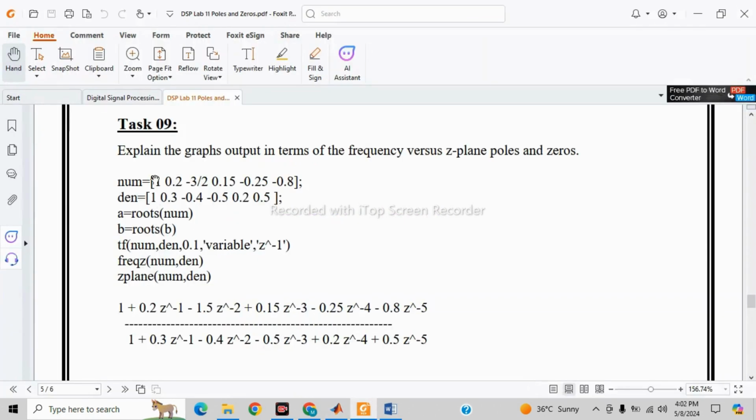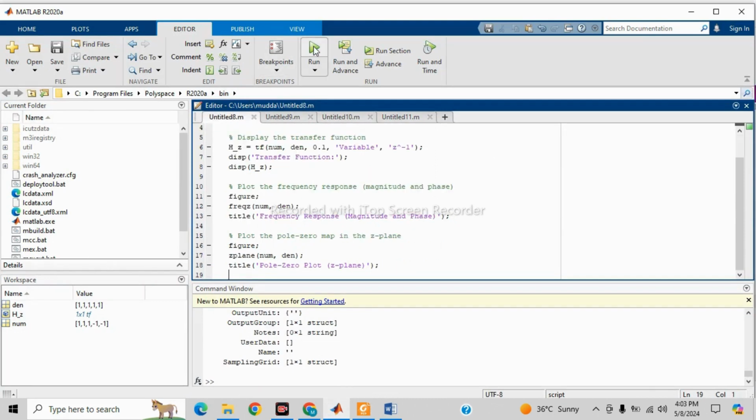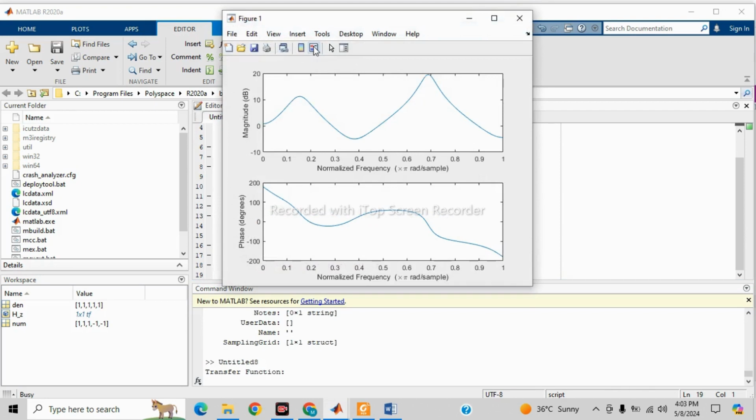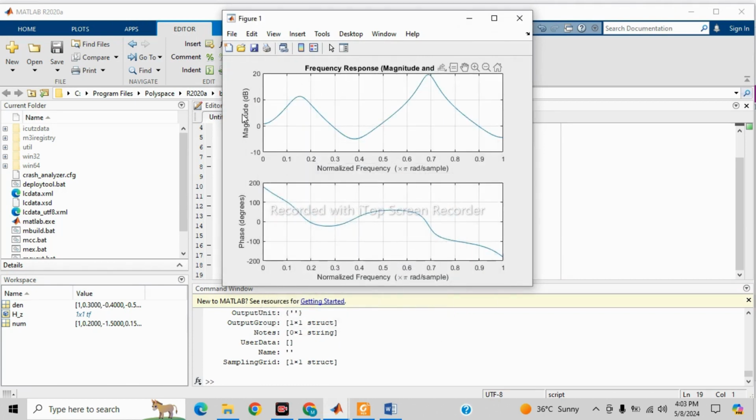The next task for this lab is explain the graph's output in terms of frequency versus Z-plane, poles and zeros. Same as in previous tasks we have done. The code for this in MATLAB is here. And when we see the output, there is a plot of pole zeros, and here is the frequency response, magnitude in decibels and phase in degrees.